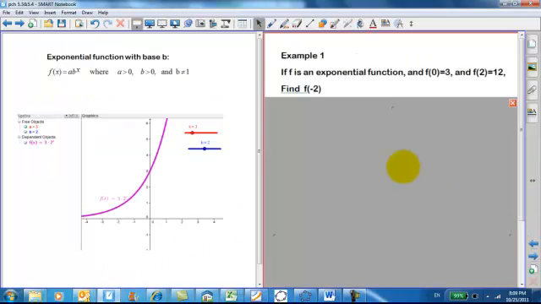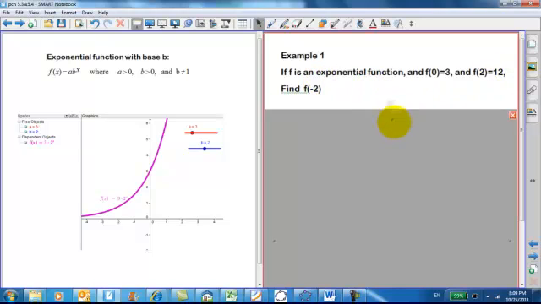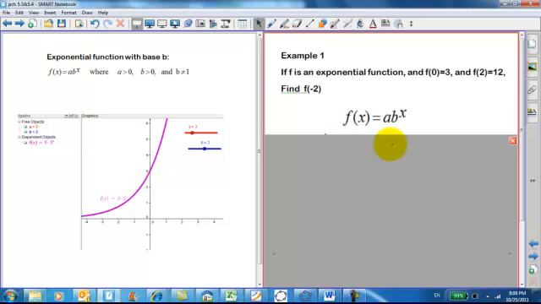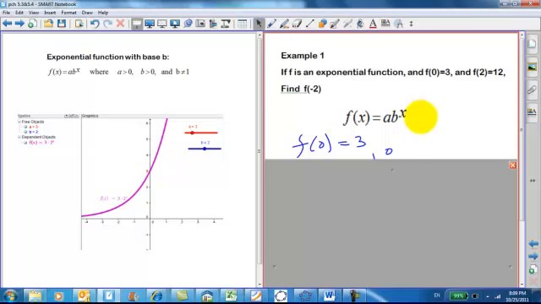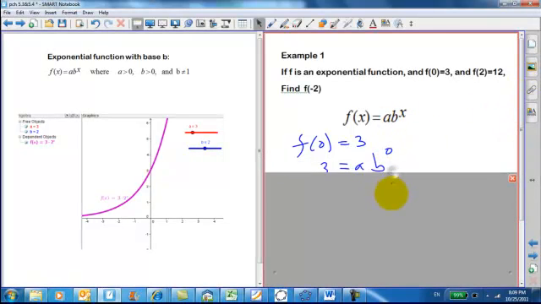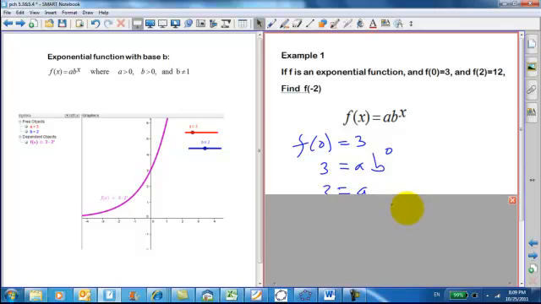Now, let's do some work with exponential functions. In our first example, f is an exponential function, and f of 0 equals 3, and f of 2 equals 12. Find f of negative 2. So, first, that's our standard form for any exponential, a times b to the x power. And we want to first use the idea of putting in f of 0 equals 3. So this is the point (0, 3). Put in 0 for x, and 3 for y. As a result, then, we get a equals 3.